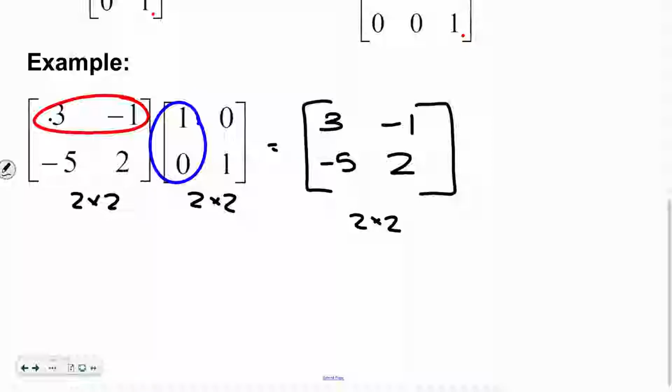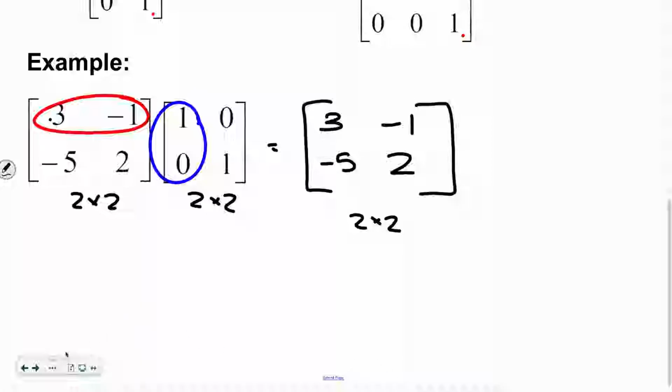Now, I did a 2 by 2 square matrix, but you could imagine I could have a 1 by 2, I could have a 3 by 2, as long as the columns in that first one matched the rows in the 2 by 2, I could still multiply and I would end up with the same matrix.